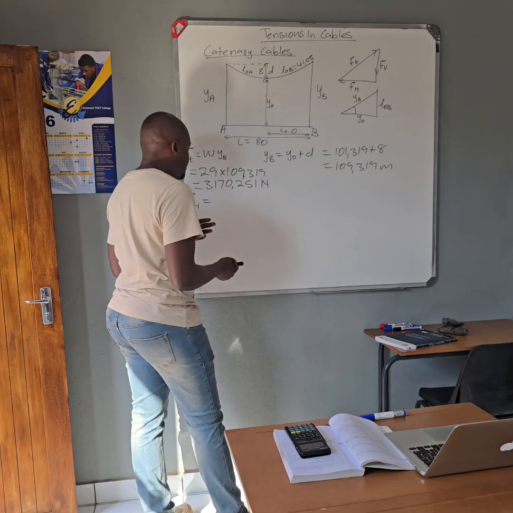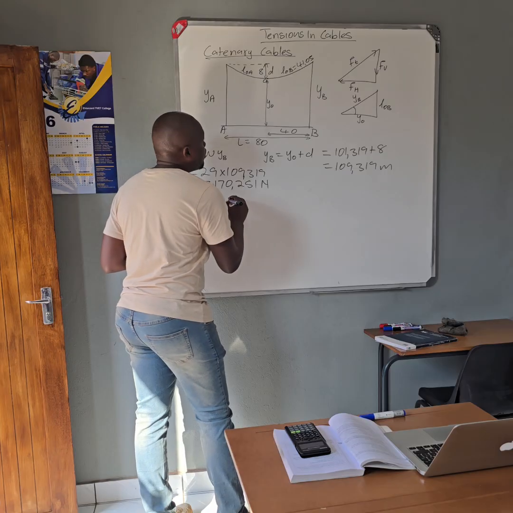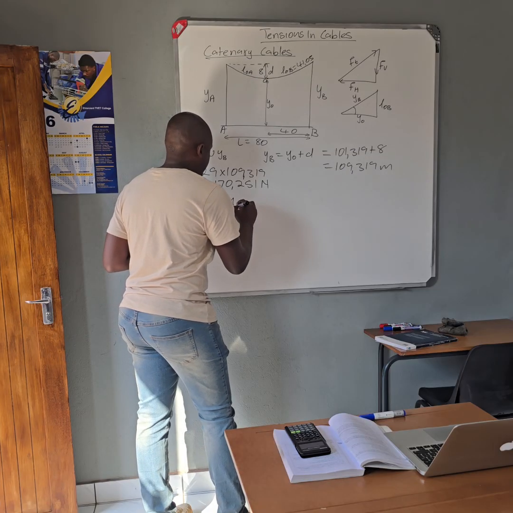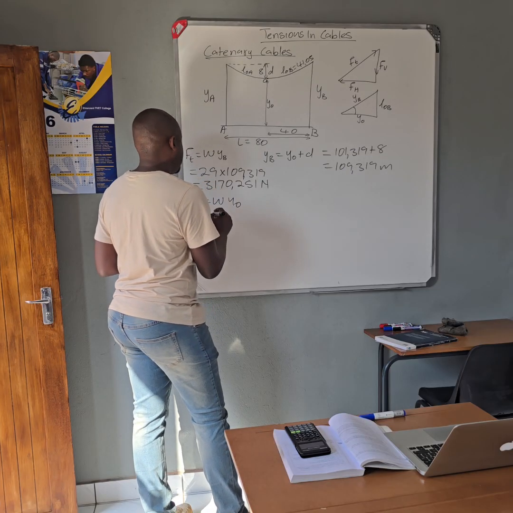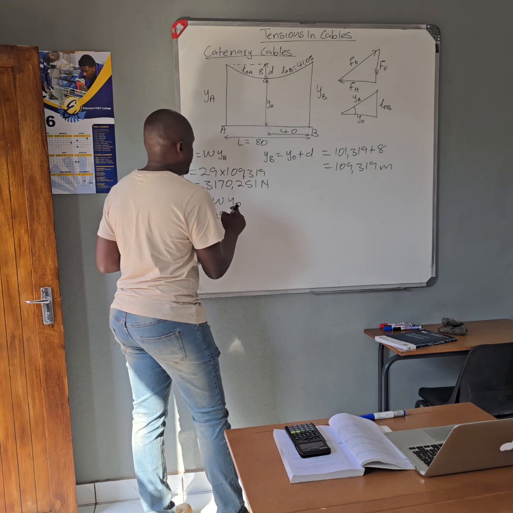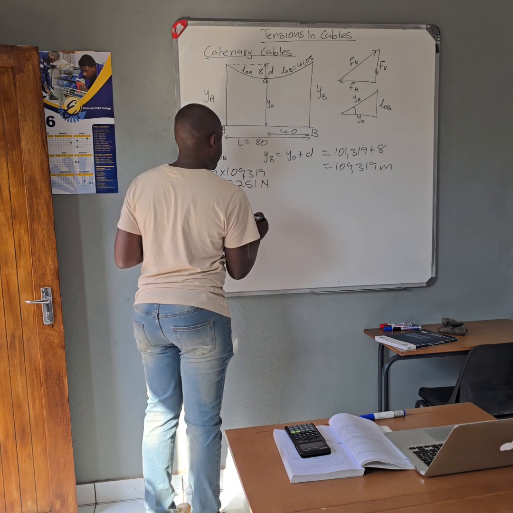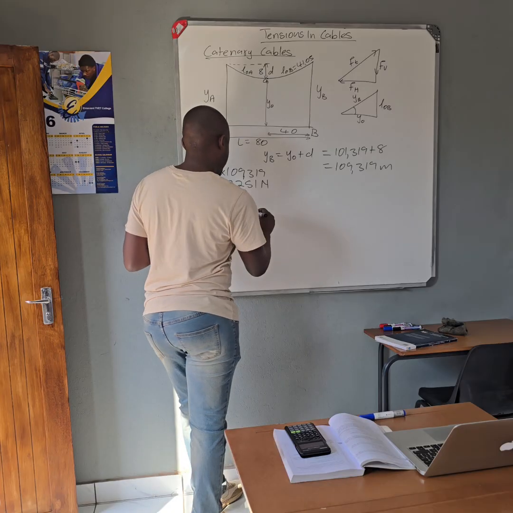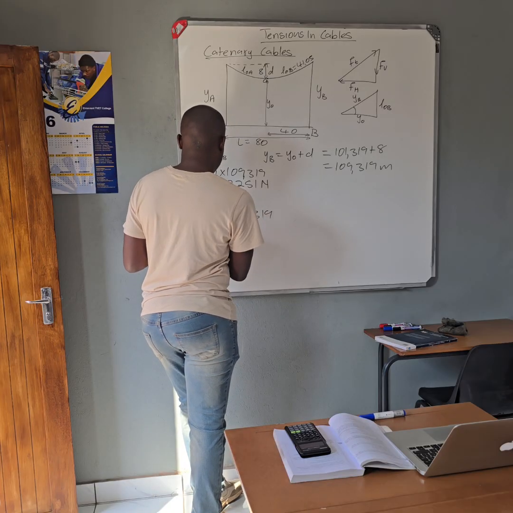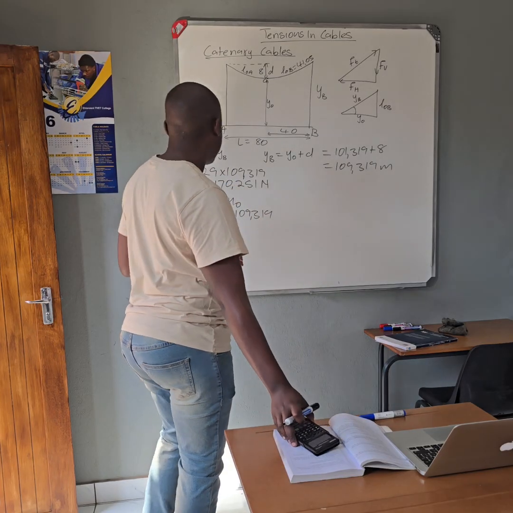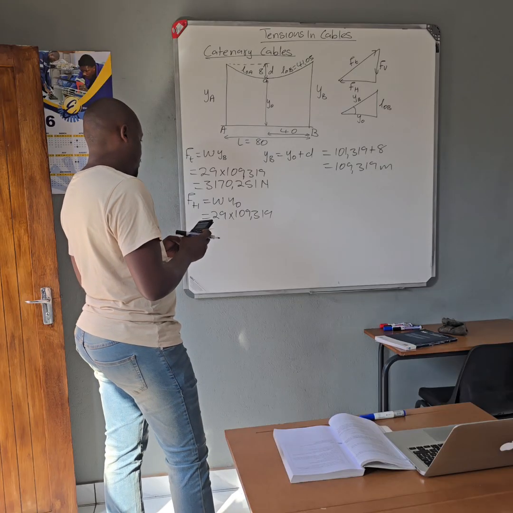Fh, we said that Fh is going to be equal to W·yO. And our W is 29, yO is 101.319. You see, once you solve for yO, everything is now simple. Then here, we are going to find Fh.